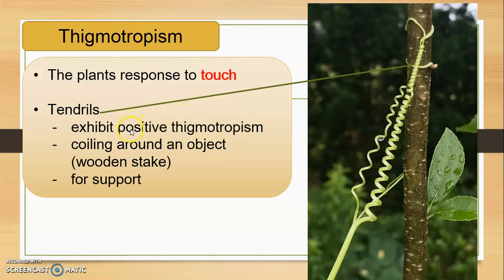Tendril menunjukkan thigmotropism positive. Why? Because the tendrils are coiling around an object. The response is towards the stimulus. What is the stimulus here? It is touch, right? So they are coiling around an object which is a wooden stick. For what? For support. That is Thigmotropism.